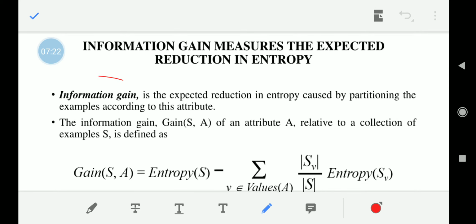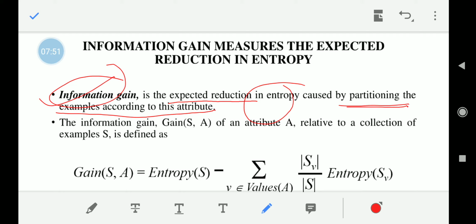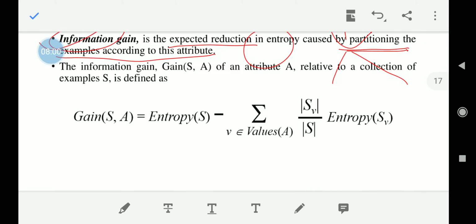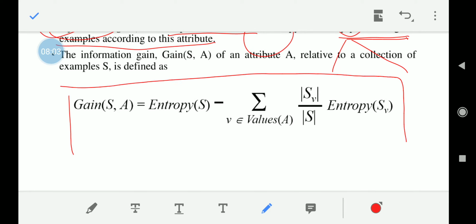So information gain, we have seen, measures how well the attribute represents different classes. Information gain is the expected reduction in entropy caused by partitioning examples according to this attribute. We will take one attribute, test it, then partition the examples. We will see the formula here to calculate the information gain.